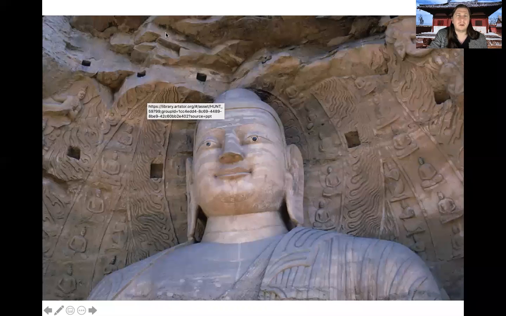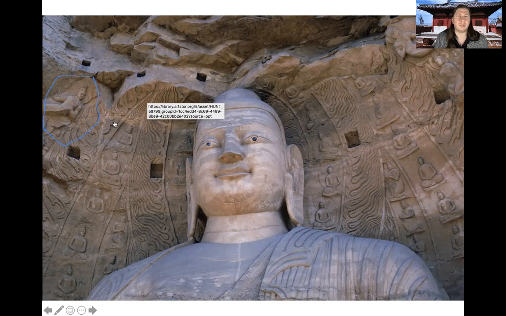And in the top left here, you can see a bodhisattva. So bodhisattvas are like future Buddhas that are putting off achieving nirvana and enlightenment so they can help other people on earth. And they typically wear, instead of the simple monk's robe, princely garments. So they have jewelry, fancy clothes, stuff like that.